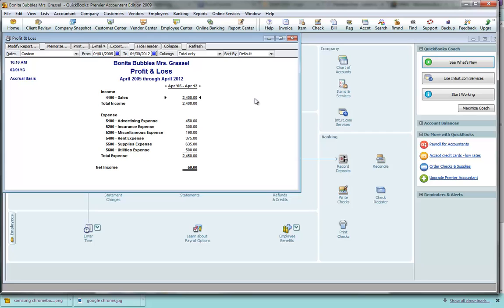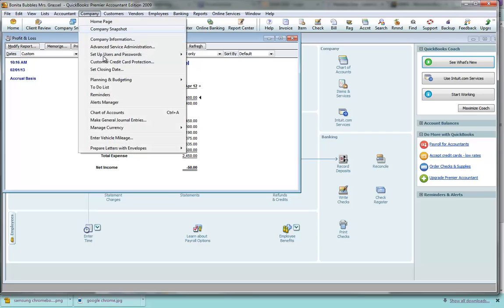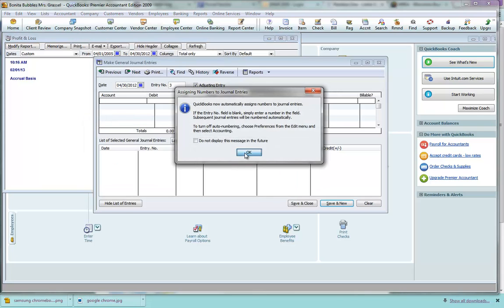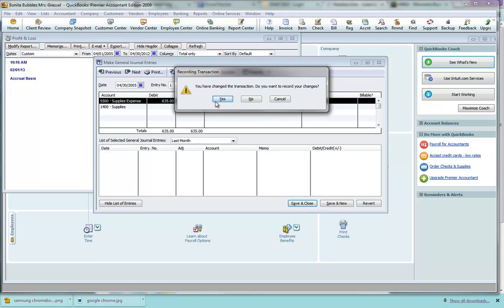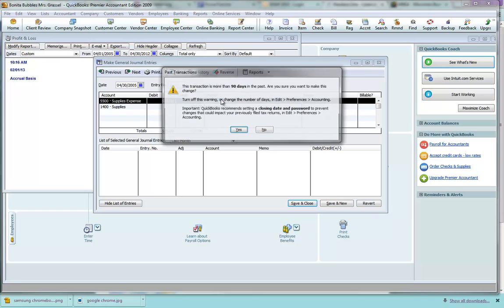You can go ahead and leave this report up. And you can go under Company, and your journal entries, and go previous. And right here up on the date, all you have to do is highlight 12 and type in 05. And I'm going to click on Save and Close. And it's going to tell you, you have changed the transaction. Do you want to record your changes? And you're going to say yes.